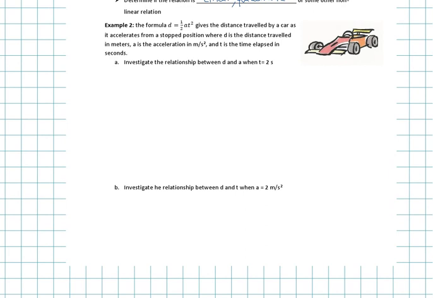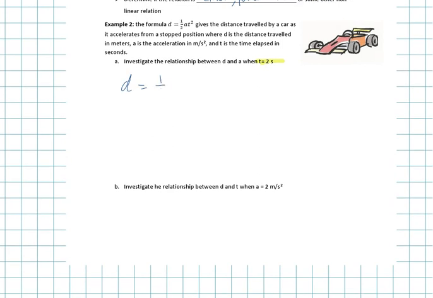Okay? So investigate the relation between D and A if T is 2. So you see that they gave you a value for one of the independents, right? In this case, they set T equal to 2. So all you have to do here is say D equals 1/2 A, and then replace T with a 2. And that would be D equals 1/2 times 4 times A, which is 2A.